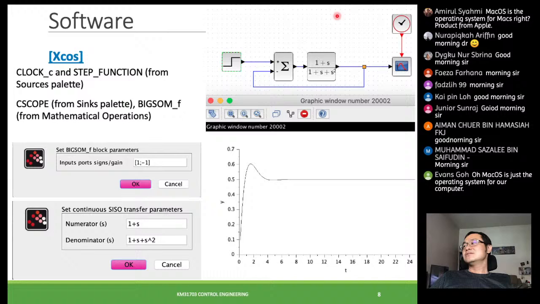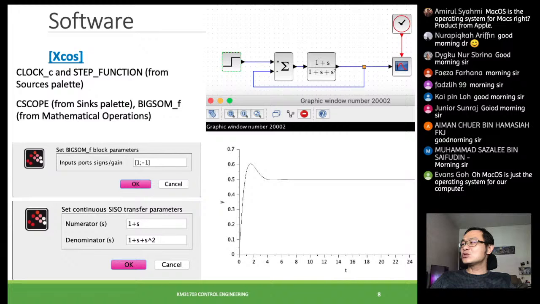Then you will have a run button sign, a triangle run button sign at the top of your Scilab Xcos. You click run, then you will see this graph. That's it, very straightforward. And this is what we intend to see today, how it would respond to the time, and we call that a time response.